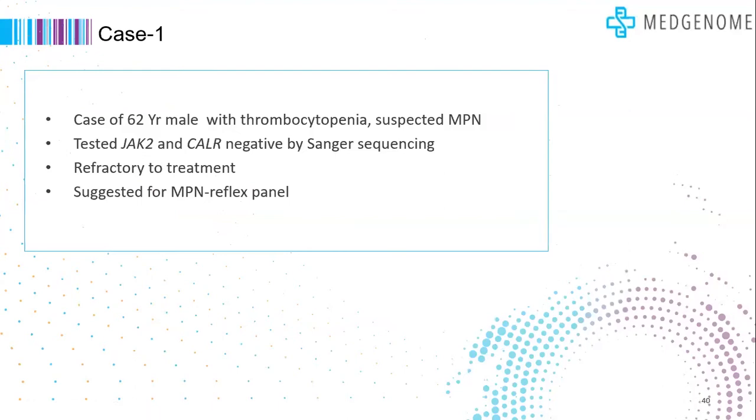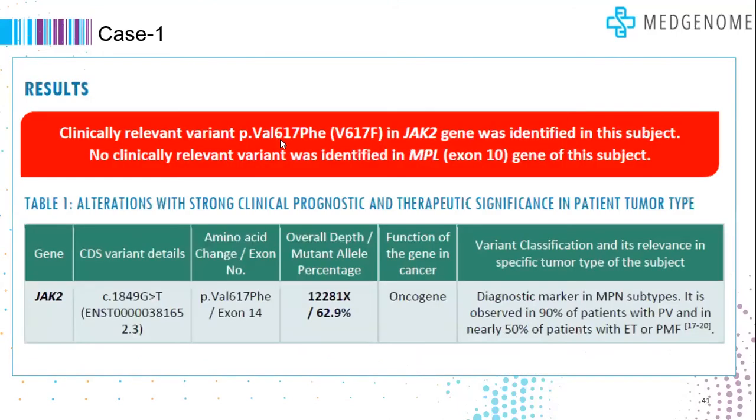So this is a case of a 62-year-old male with thrombocytopenia and suspected MPN. They were tested for JAK2 and CALR by Sanger sequencing elsewhere, and the person was found to be negative. And the doctor said he was refractory to the treatment, and the doctor wanted to do the MPN panel by NGS. So first thing we see is that clinically relevant variants were identified in the JAK2 gene, particularly the valine 617 phenylalanine mutation, V617F mutation.